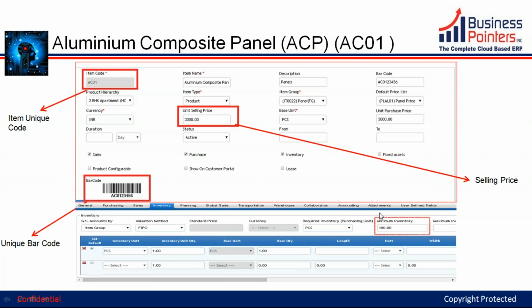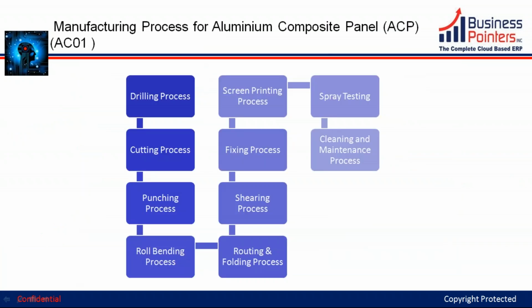Next we have the minimum inventory. Here you can define the minimum inventory for each of your items in the system. So what is the minimum or the maximum inventory that you want to keep in your warehouse can be defined over here.